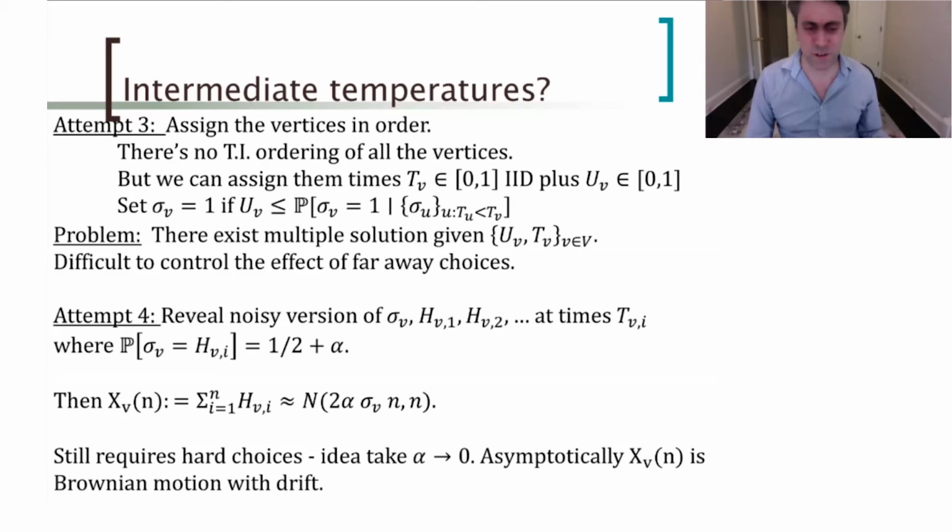But I still can't construct this, again, because I can't really control the effect of what's happening from very distant vertices. There's still, in a sense, hard choices being made. But the motivation of this final attempt would be to look at what happens when alpha is very small, and you're just getting a very small amount of information at each time step. Then if you rescaled, x_v would look like a Brownian motion with drift. Positive drift if sigma was positive, negative drift if sigma is negative.